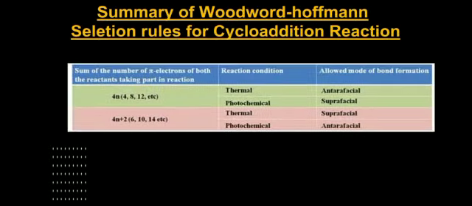From the above data, we can summarize the Woodward-Hoffmann selection rule for the cycloaddition reaction. If the number of pi electrons of both reactants taking part in the reaction is 4n, then under the thermal condition, the allowed mode of formation is antarafacial, while under the photochemical condition, the allowed mode of formation is suprafacial. While if the number of pi electrons of both reactants taking part in the reaction is 4n+2, then under the thermal condition, it may be suprafacial, or under the photochemical condition, it may be antarafacial.